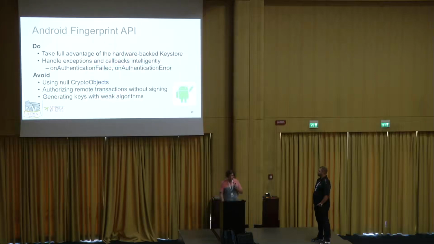On the Android side of things, I can't stress enough, take advantage of the hardware-backed keystore stuff. It's there, it's maturing. Android N introduces things in terms of key attestation. It's really, really cool stuff. Handle exceptions and callbacks intelligently. If there's a failure, that doesn't mean fail open and let the user into the application, right? Take that into consideration with how you program things. Those are the big ones there.